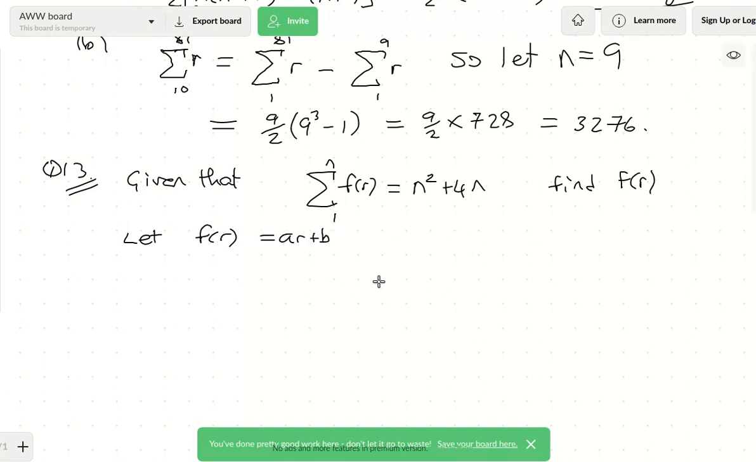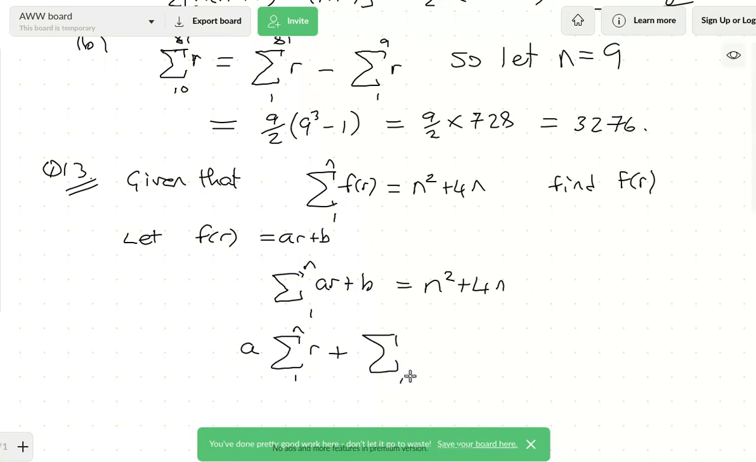I think to do this quickly and easily, you do need to know that that is a linear function, because then we can write the left-hand side as the sum from 1 to n of ar plus b equals n squared plus 4n. And we can use our little tricks with the sigma to write that as a times the sum from 1 to n of r plus the sum from 1 to n of b. And I should say that's identical to n squared plus 4n.